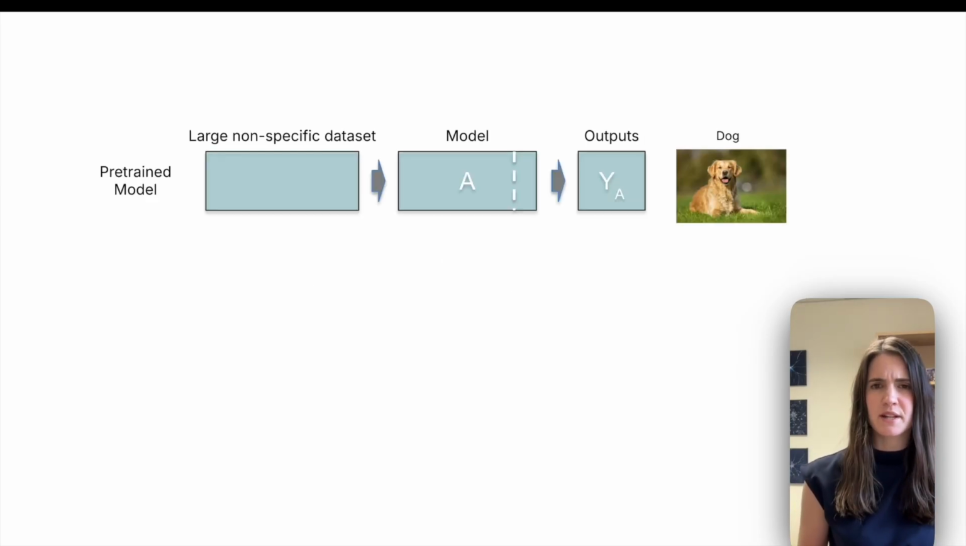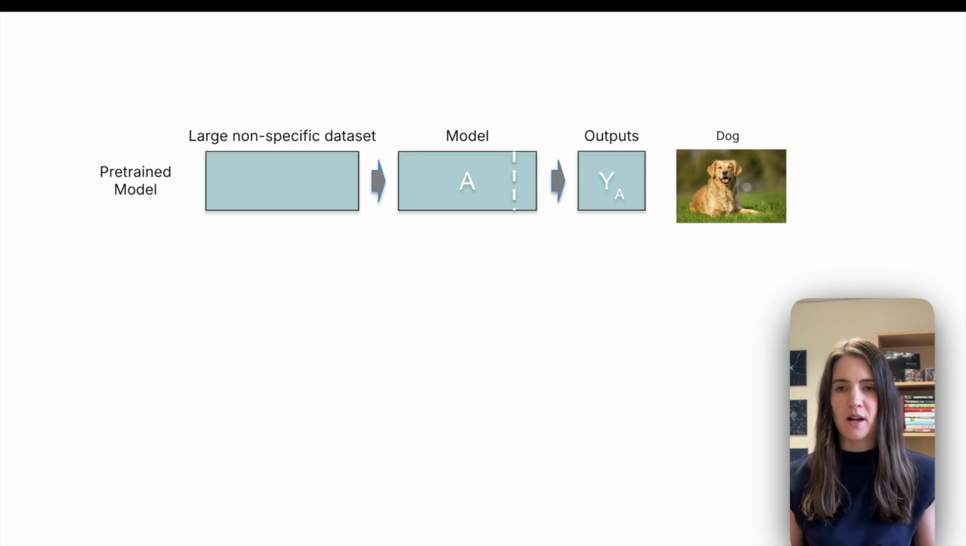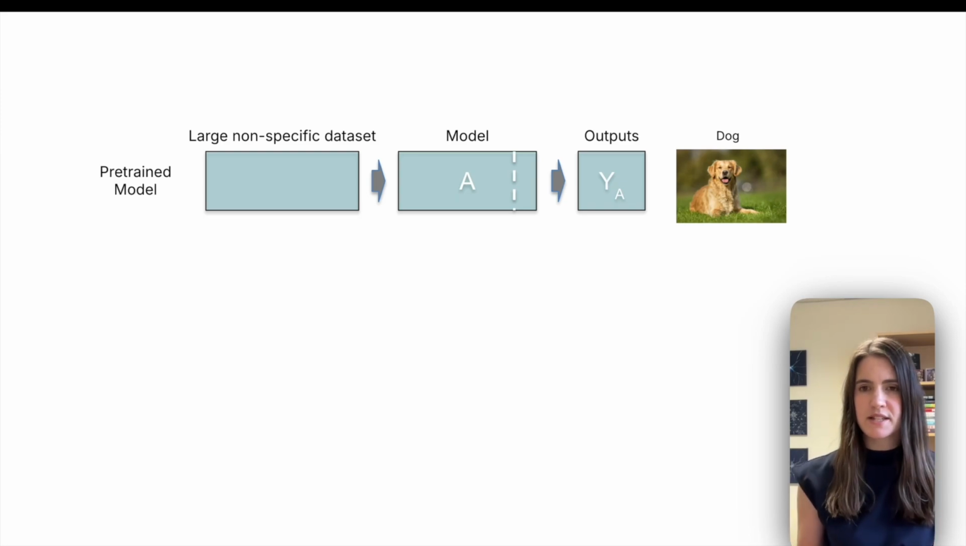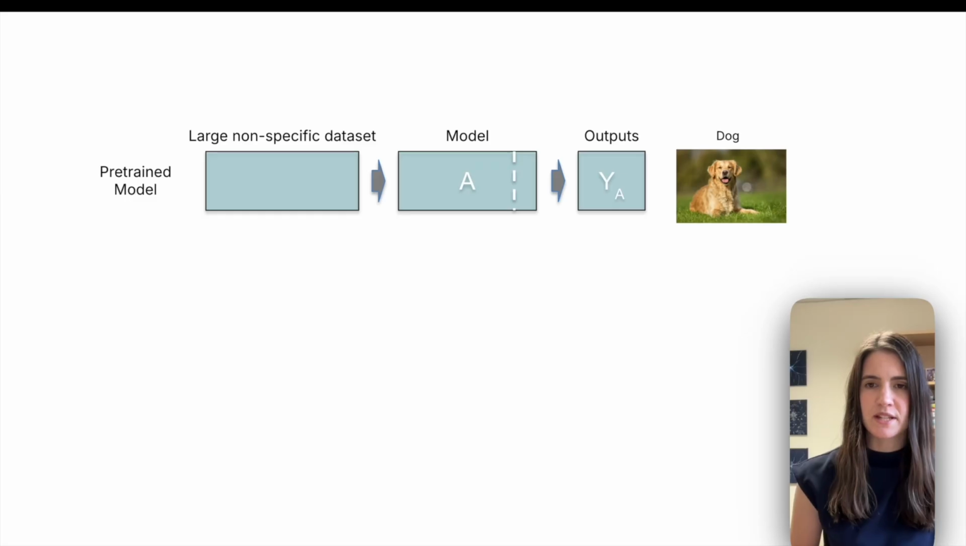So how does this work? Let's take a look. This is a pre-trained model. It is trained on a large non-specific data set. In an image classification model like this, that could be images of dogs and zebras and pots and pans and clothes and whatever you could imagine, just a bunch of generic data. We train the model, and then it gives us generic outputs. For example, it tells us that this image is of a dog. It doesn't tell us that this image is of a golden retriever because there weren't a lot of golden retrievers in this large non-specific data set, so it lumps golden retrievers and chihuahuas all together.